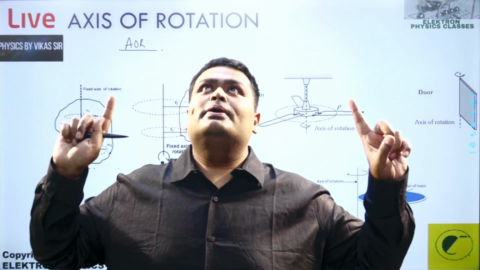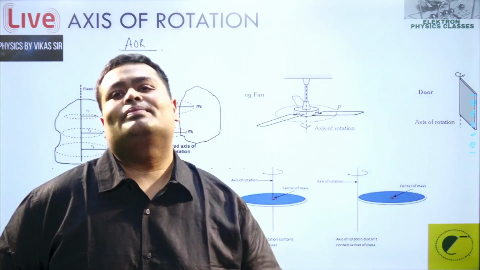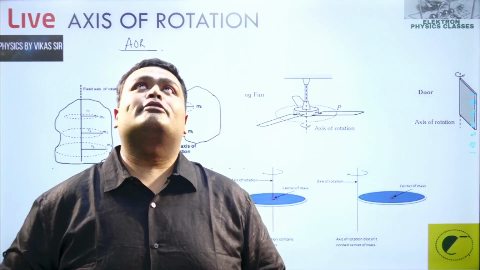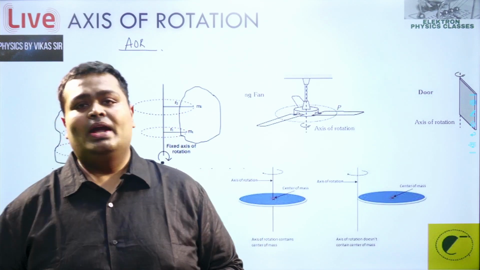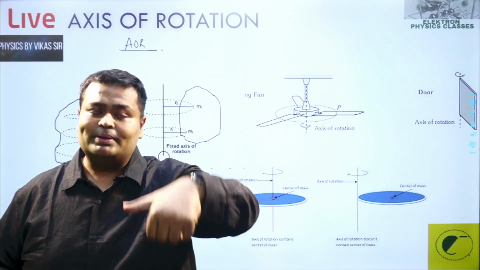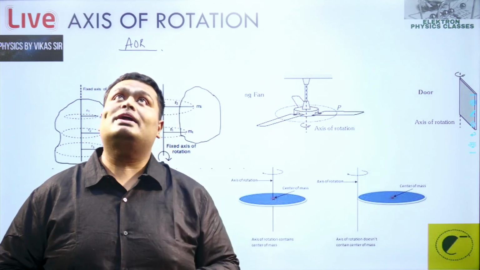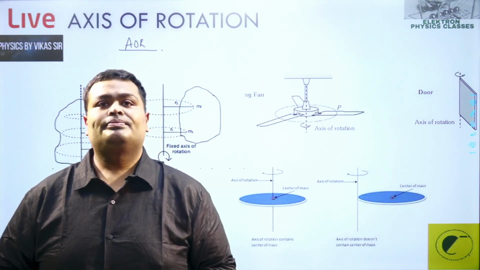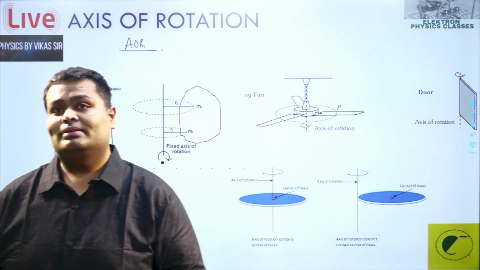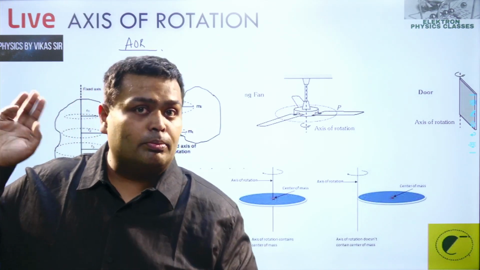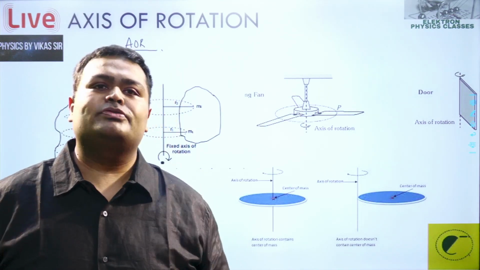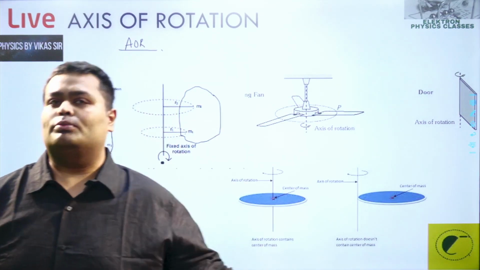So everyone look up at the fan. The fan rotates about something. What's that? That's an axis. And where is the axis? In the case of the fan, it is passing through the center. In the case of the door, it's passing through the end. Two live examples which everyone can find at their respective homes.